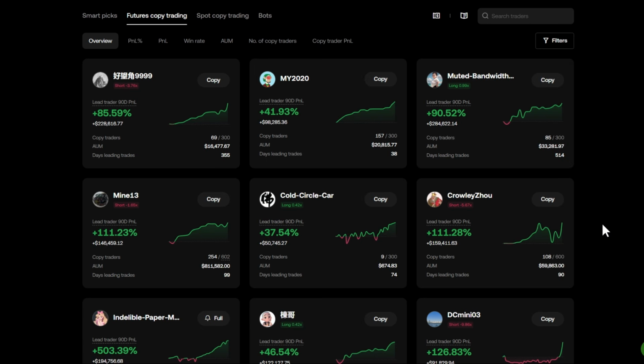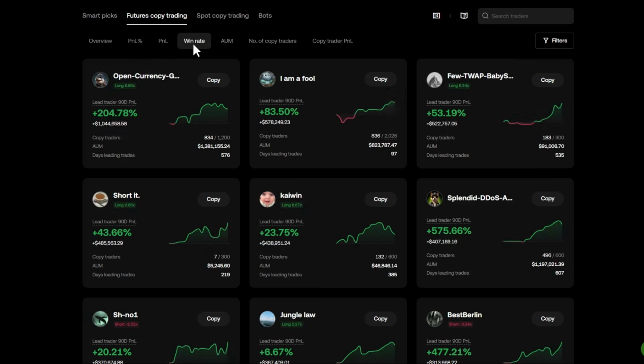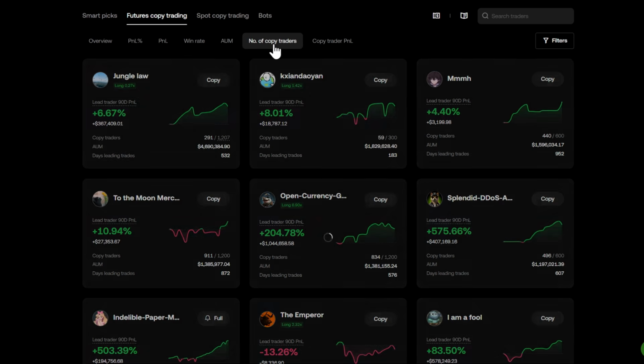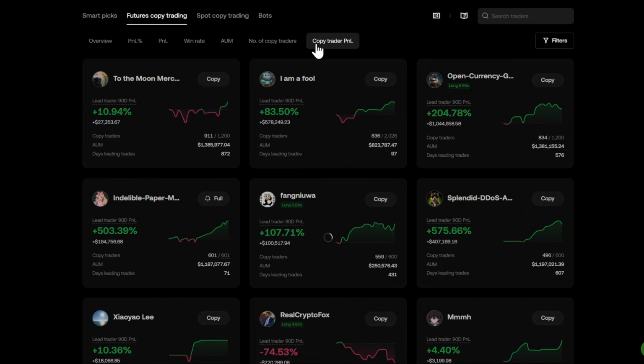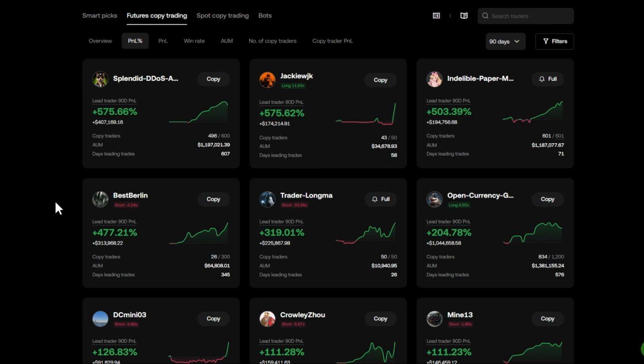Now look, to avoid random risky traders, let's filter some of these traders to see which ones are worth following. Here you can see different filters like P&L percentage, P&L in dollars, win rate, AUM or assets under management, number of copy traders, and copy traders P&L. Let me break down what each of these metrics actually means because this is super important.